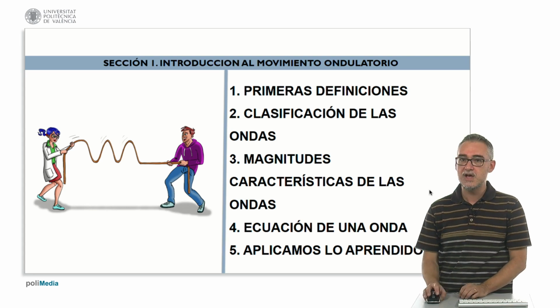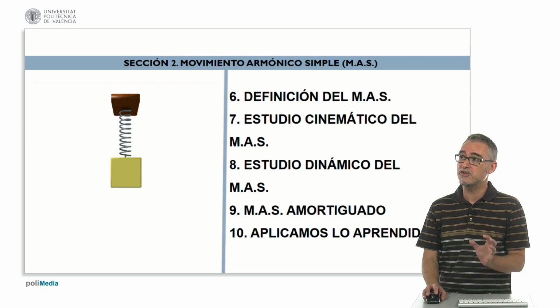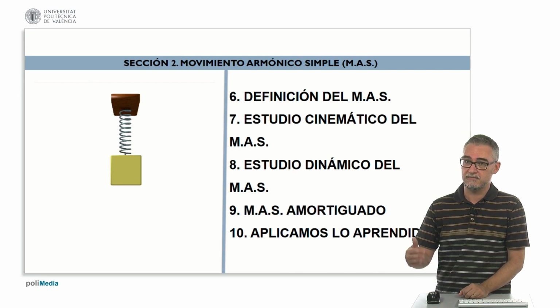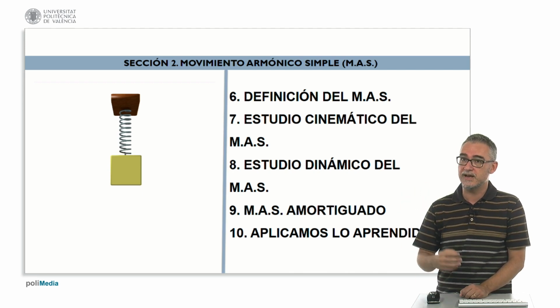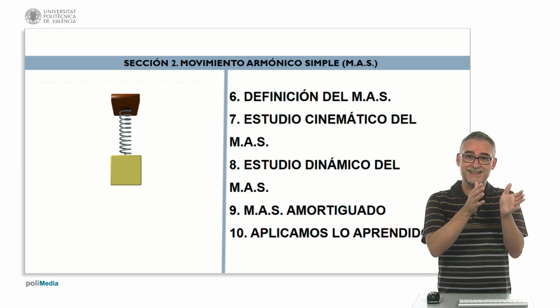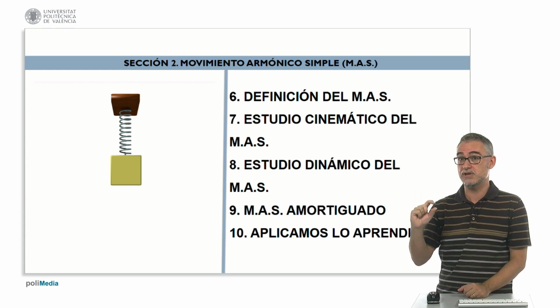In the second section, we will focus on the simplest motion, the so-called simple harmonic motion, that will allow us, through its expansion, to grow in the complexity of what we study. We will define the SHM, we will study it from the kinematic and dynamic point of view, and then we will see the particular case of the SHM when the damping is introduced. We will also apply what we have learned.